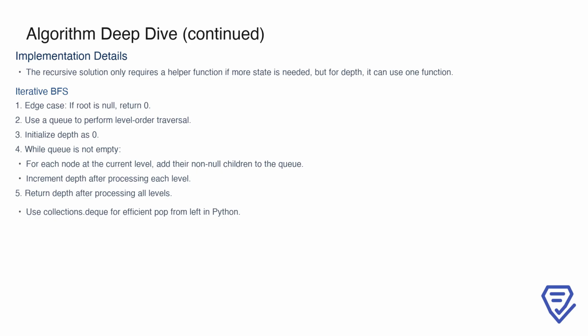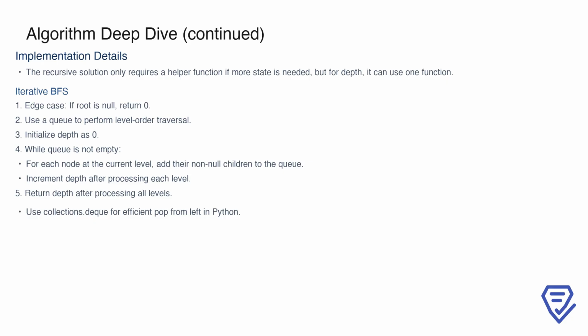not necessary. Switching to the iterative BFS version, you first handle the edge case of a null root. You then use a queue to process the tree level by level. At each step, you process all nodes at the current level, add their non-null children to the queue, and increment a depth counter. When the queue is empty, meaning all levels are processed, the final depth counter gives the answer.